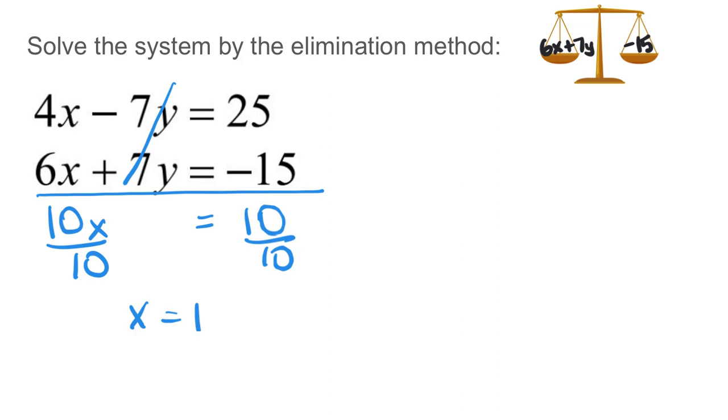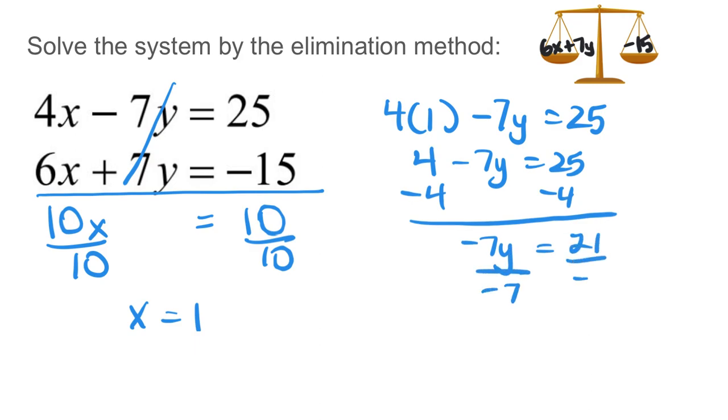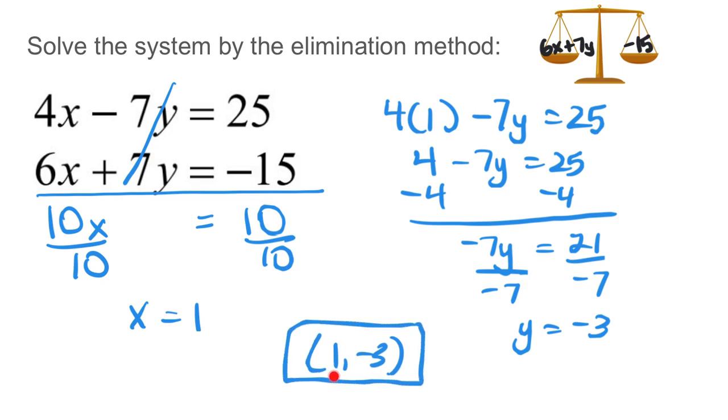I have to then take this value and plug it into either one of my two equations. I'm choosing the top equation. So I have 4, instead of x, I'm putting 1, minus 7y equals 25. And we just simplify 4 times 1 is just 4. And we can subtract 4 from both sides. We're left with negative 7y equals 21. And we can divide both sides by negative 7 to give us y is equal to negative 3. Now we have our point of intersection, our x and our y, of 1, negative 3.